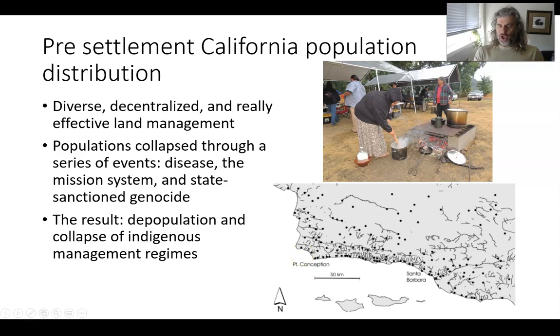The result was that the landscape was largely depopulated, and indigenous management regimes collapsed. And what I mean by that is that we no longer had burning of land when the local populations needed them burned to maintain hunting, to improve collection of acorns, or for defense and other purposes. That collapsed, and it influenced the problems that we're dealing with today. That's where this is going. This history of California indigenous people has influenced the problems that we face today.